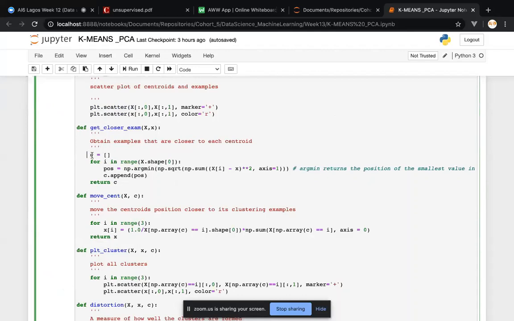So we are saying for i, we define a C, our clusters, right? For i in range of the shape of X. So we are taking the shape column-wise, not the number of training examples. We want to find the minimum position of all the data points when you calculate the distance with respect to the centroid itself.